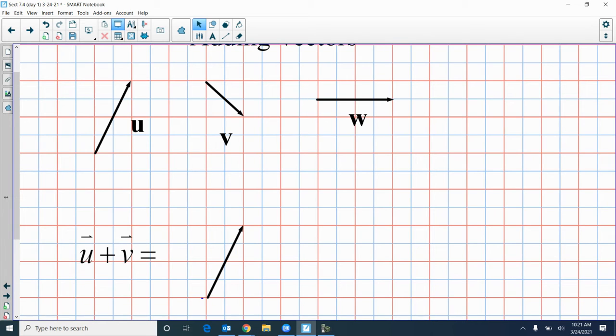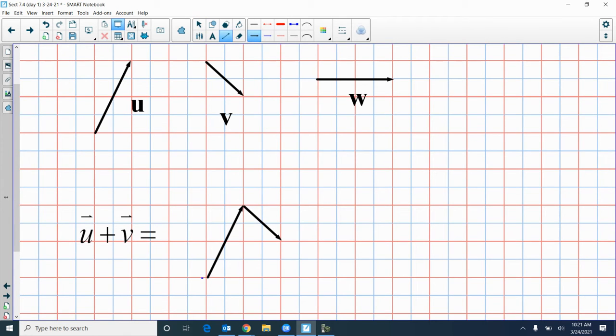And so there's U. You want to start from the terminal point of the first vector. So wherever that arrow is, that's where you draw the second one. And so we're going to draw V from here. Okay. The answer, go from the beginning of the first one to the end of the second one.